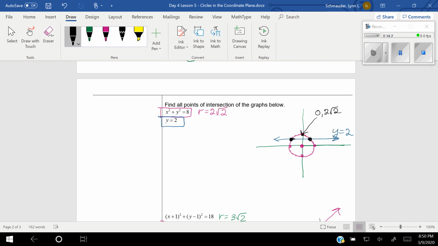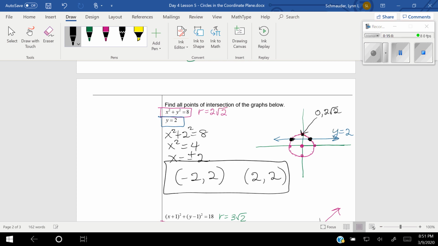Okay, so let's just use substitution. x squared plus, and I'm going to plug in 2 for y. So 2 squared, x squared plus 4 equals 8. So x squared equals 8 minus 4, which is 4. So when I solve that, x is plus or minus 2. And that's good news because, remember, I know I'm getting two solutions because here they are right here, okay? And so I already know what y is. So my two solutions are negative 2 and y is 2, and positive 2 and y is still 2. y is always 2, right? So there are my two points of intersection.